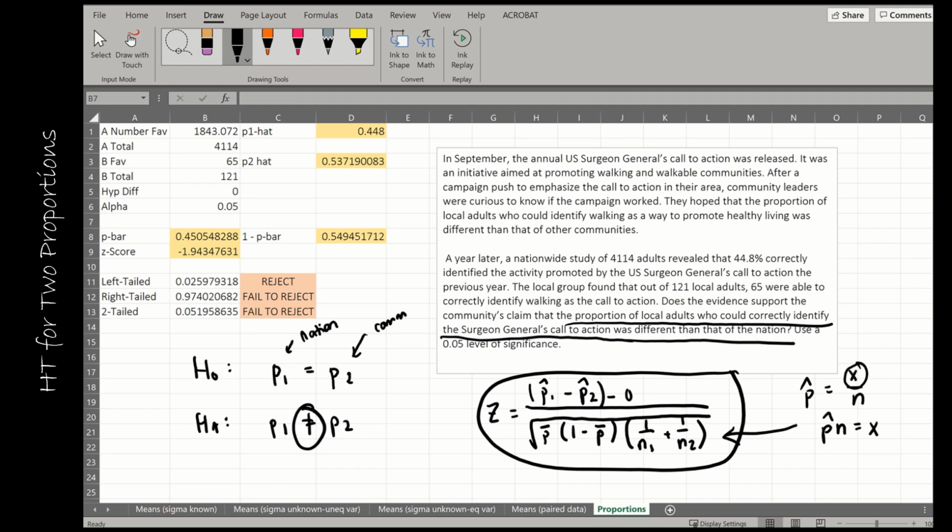So that means, because again we're always looking at p, not p hat, I'm looking at the p value. If p is less than alpha, then we reject. So p for a two-tailed test is 0.0519 and alpha is 0.05. Those values are close, but p is still not less, so I have to fail to reject. So my interpretation is that the evidence does not sufficiently support the community leader's claim that the proportion of local adults who could identify walking as the U.S. Surgeon General's call to action was different than that of other adults nationwide.